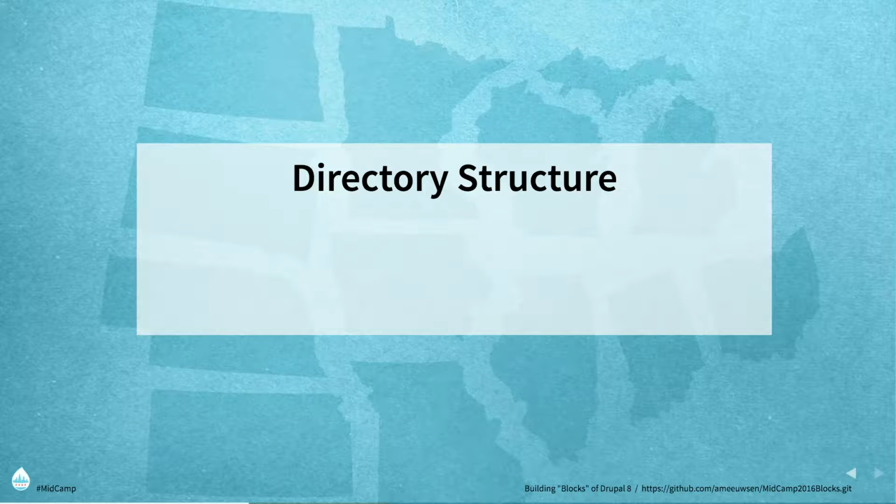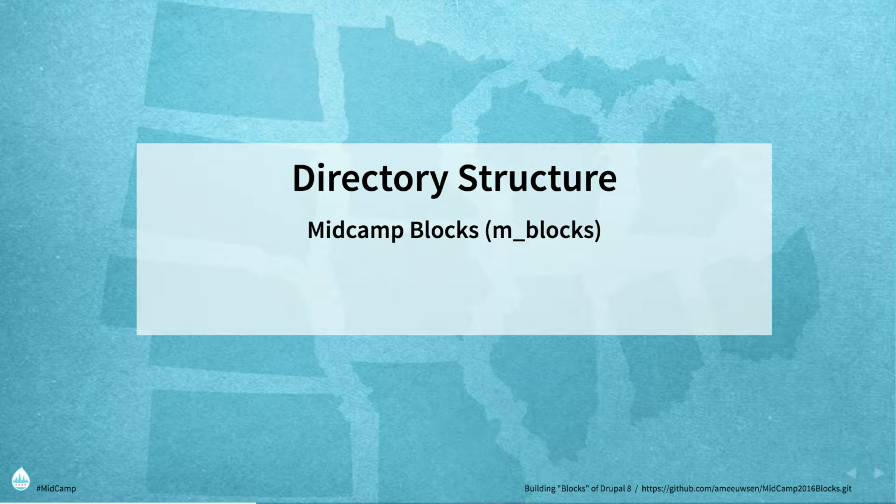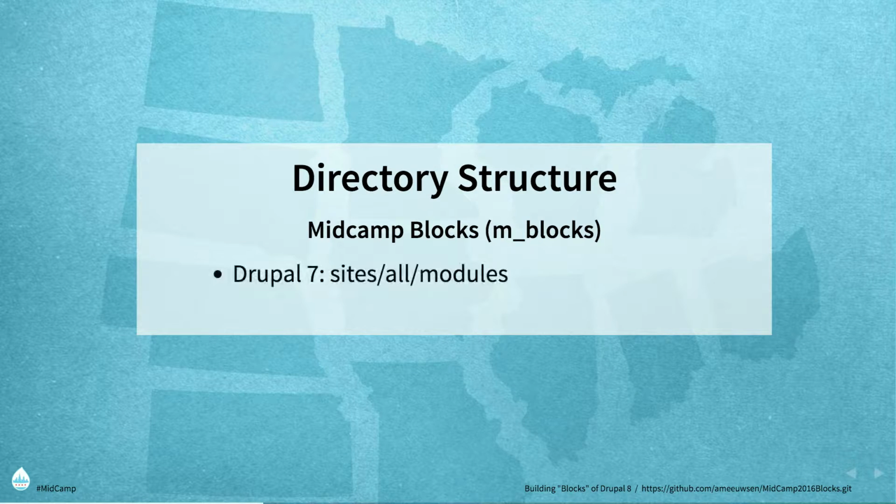So we're going to get right into it. The first thing to know is when you want to build a block plugin, it's going to go in a module. That's just where they live. That's how you turn them on. That's where they're housed. So for this example, we're going to be creating the module MidCamp blocks, m_blocks for the machine name. In Drupal 7, when you made a module, it would go in the not so intuitive sites all modules folder. From there, most of the time you would have a contrib and a custom folder.